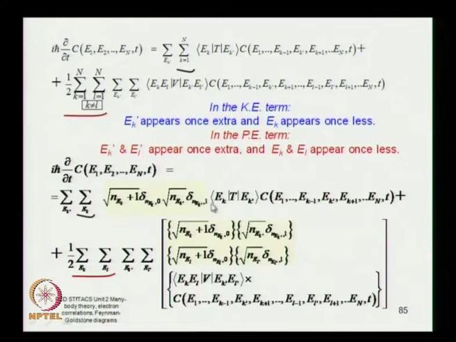So, the occupation information is now contained in these factors, but now there is a double summation; this summation is over Ek prime and this is a summation over Ek.